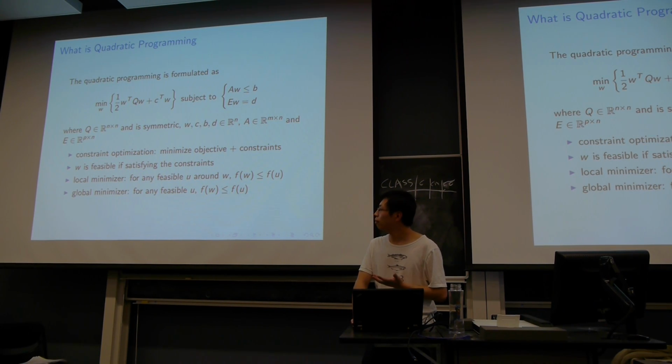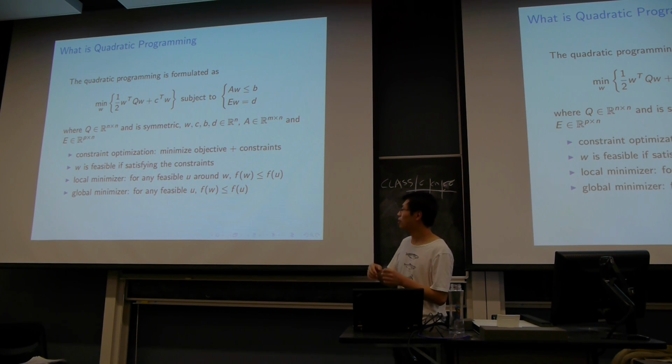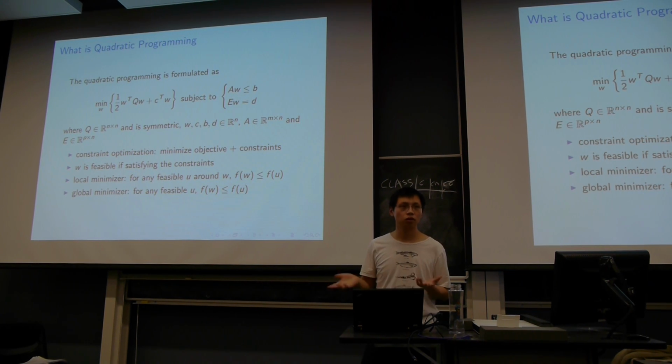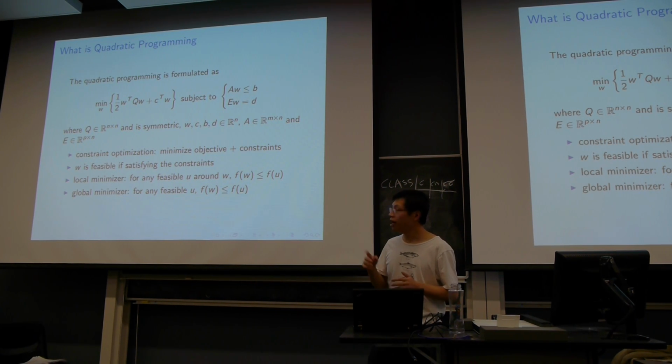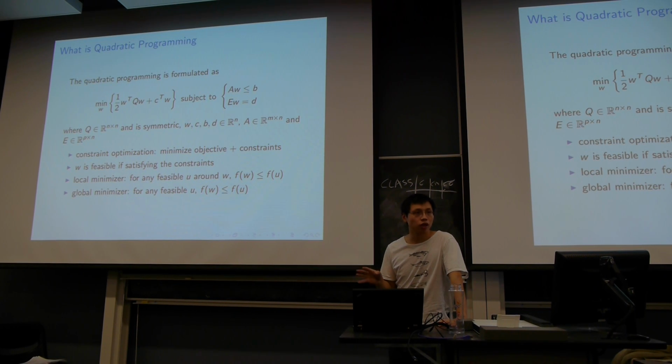And we call w a local minimizer if, for any feasible u around w, and the neighborhood is generally very, very near, we have f(w) less than or equal to f(u). f is the objective term here; we just make a symbol. And for a global minimizer, for any feasible u, we have f(w) less than or equal to f(u). A global minimizer is certainly a local minimizer, but the opposite is not true. A local minimizer is not always global. We will show an example later.